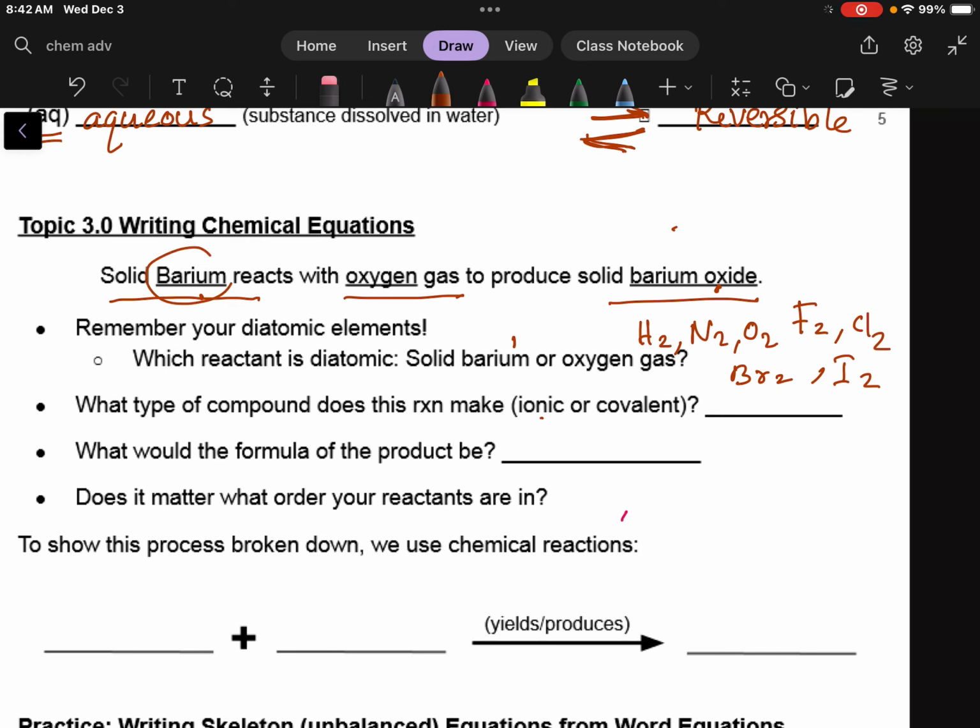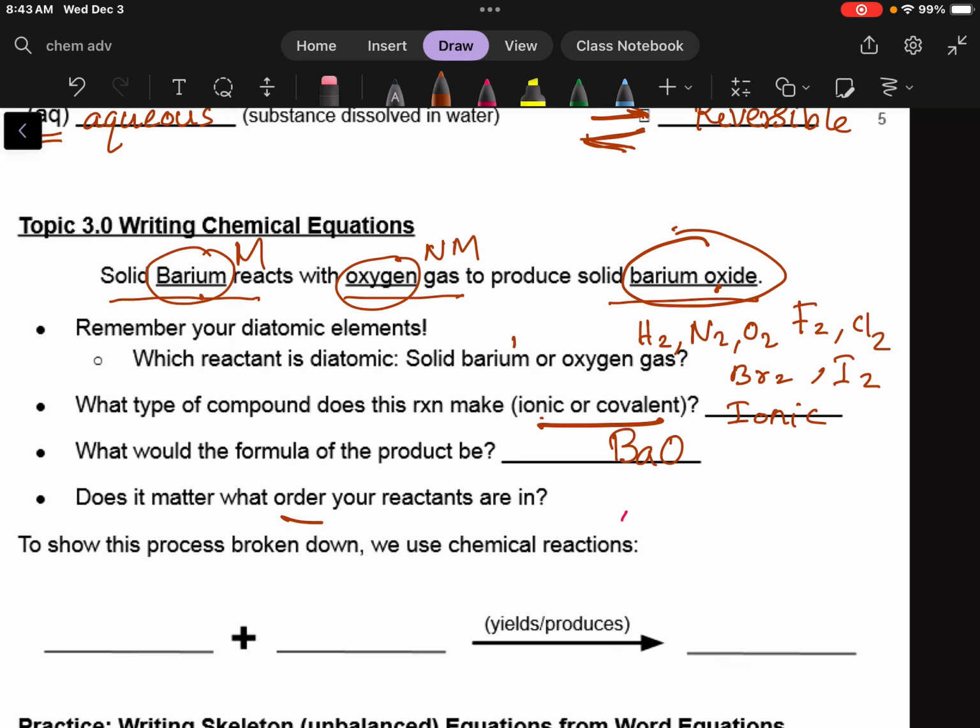Okay, here barium is a metal and oxygen is a non-metal. So what type of compound will they make? Ionic or covalent? Barium is a metal, oxygen is a non-metal. Metal and non-metal will make what type of compound? Ionic. So this is an ionic compound. The product will be an ionic compound. What is the formula of this product? It says barium oxide. Barium is in the 2nd group, oxygen is in the 16th group. So look at the charges. Barium has a charge of 2, oxygen has a charge of 2. So we can simplify. So the formula will be BaO.